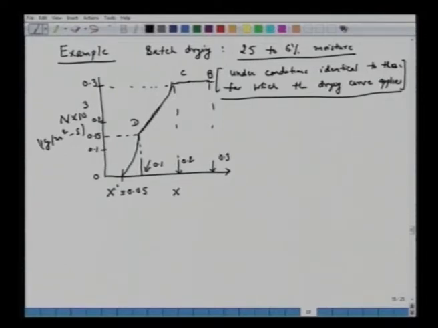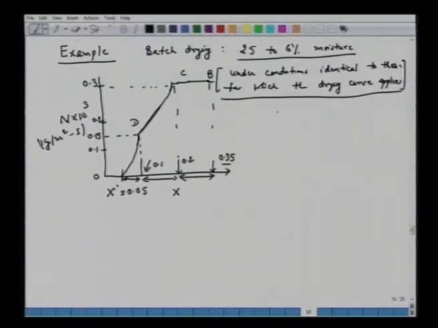Or maybe let's put it as 0.35. So this is 0.35 to 0.2. This is a constant. This is your constant rate here. Then it's a decreasing rate linearly, then a decreasing rate non-linearly. All these numbers are known to us.